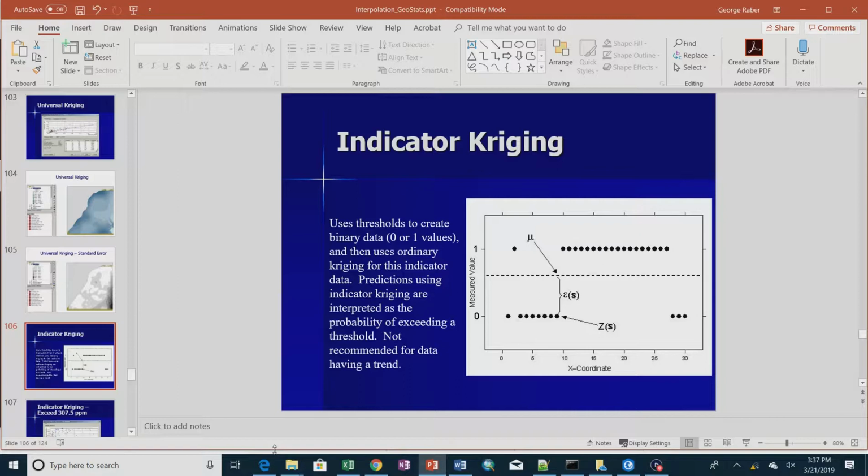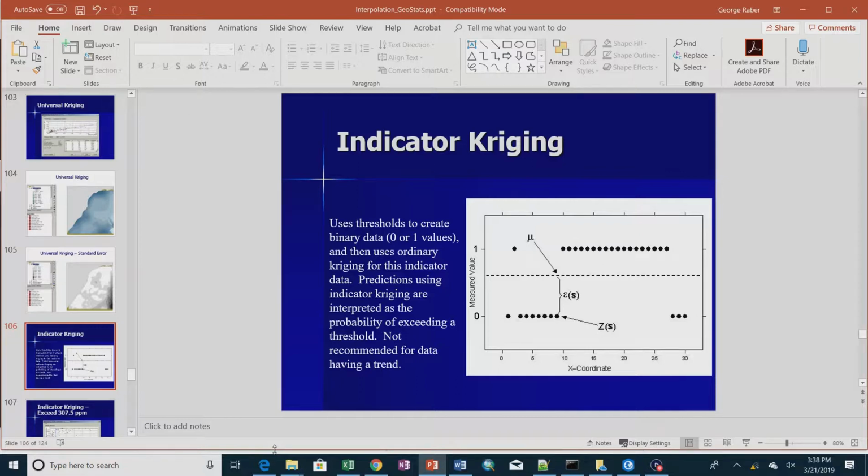Okay. Here's another special case. This is called indicator kriging. Indicator kriging is actually really similar to ordinary kriging in that we're not looking at a trend, but instead of predicting a value, it just creates binary thresholds, 0 or 1 values. So instead of outputting a prediction, it outputs, is it over or under a threshold value? You could actually do this as a two-step process, but the predictions are just to predict whether something is over or under a certain value.